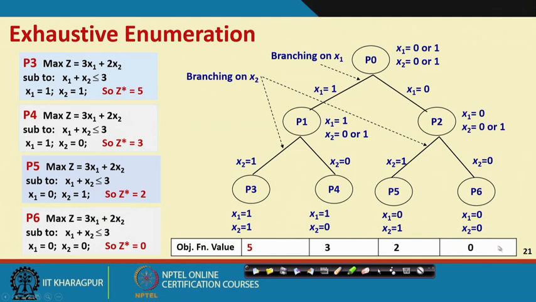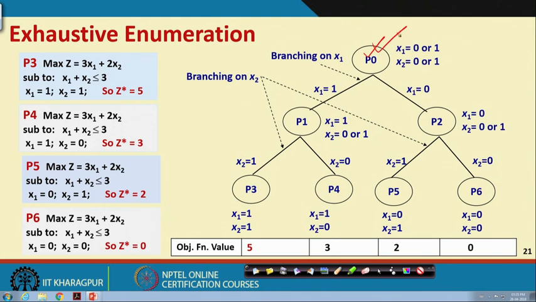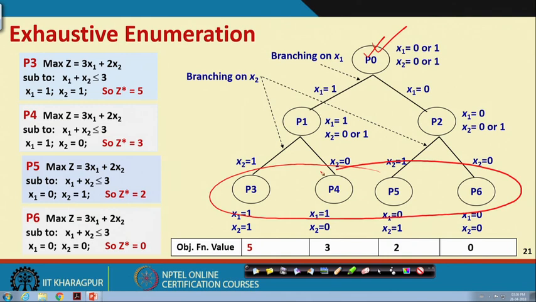So, this is the objective function values written. As I said, what is the objective function value for P 0? It is the best possible value out of these 4, because these 4 problems collectively define all the possible cases of P 0. Actually, we are trying to solve P 0, not P 3, P 4, P 5, P 6. The best solution for P 3 is 5, P 4 is 3, P 5 is 2 and P 6 is 0. Alright. Out of that, 5 is the best.